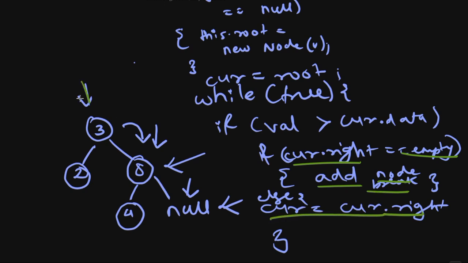So if I am here, I check if 6 is greater than 3. Yes, it is greater, so I go to current.right, as it is not null. So current is equal to current.right. Again when I check, it is greater, and that time I check if current.right is empty. Yes, here it is null, so I can directly add a node here as 6. Okay, let's try implementing this in code. You would get a better idea.